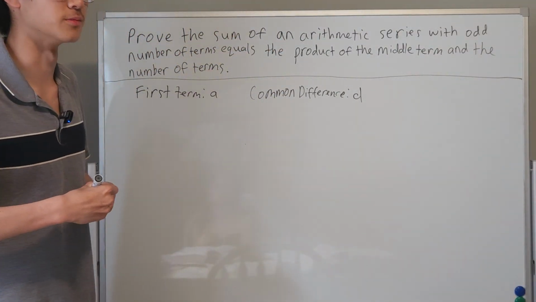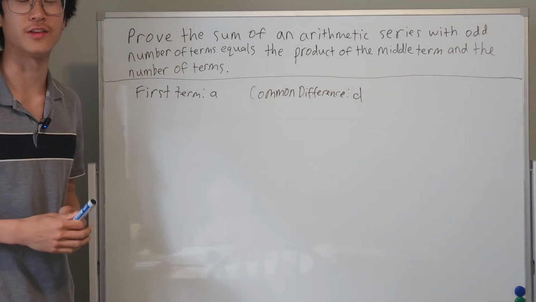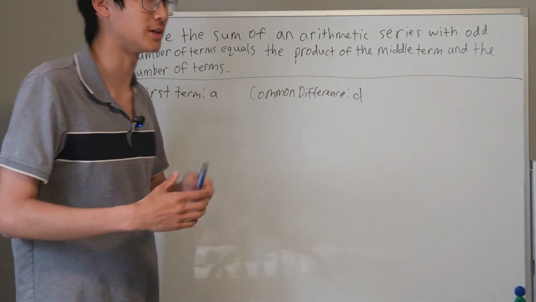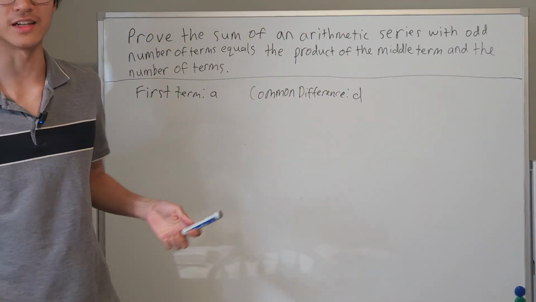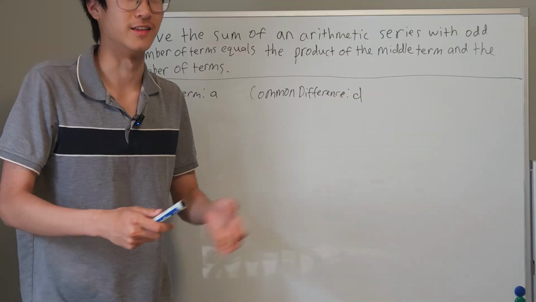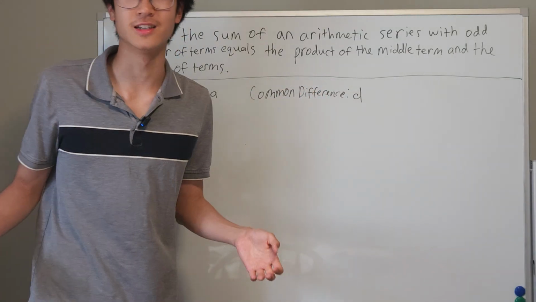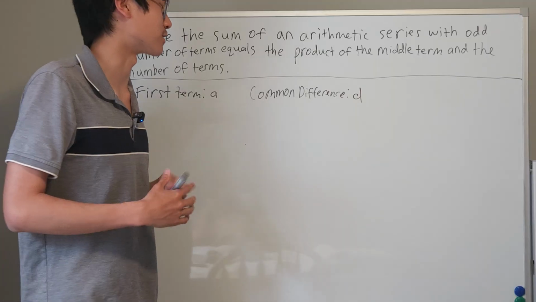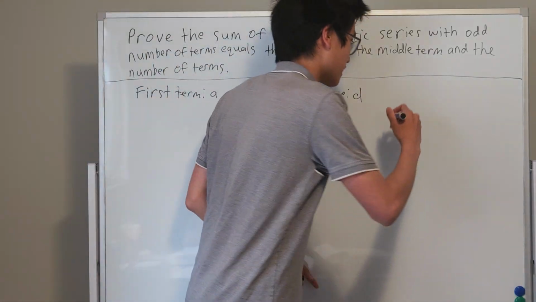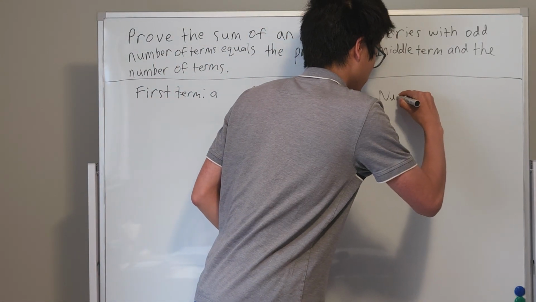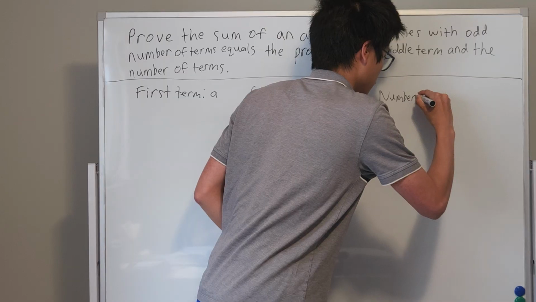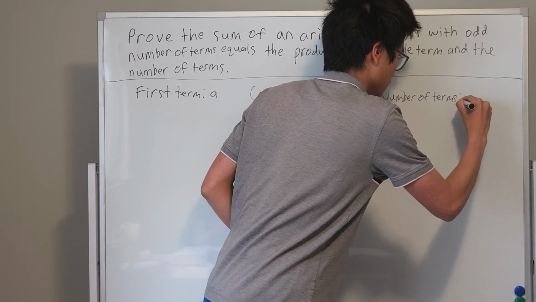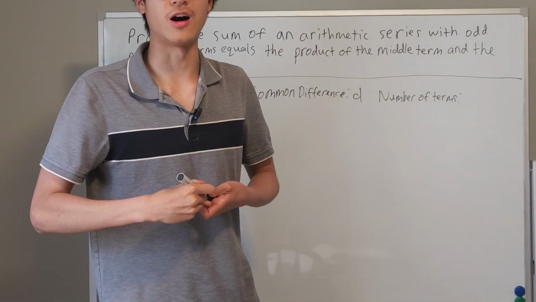And the number of terms. There's a special constraint on the number of terms of that series, and the constraint is that it must be odd. Therefore, we cannot use any variable to represent the number of terms, because that variable can represent any number, and this is just not the case right here. So the number of terms will be odd.